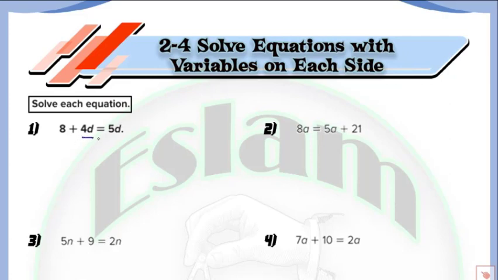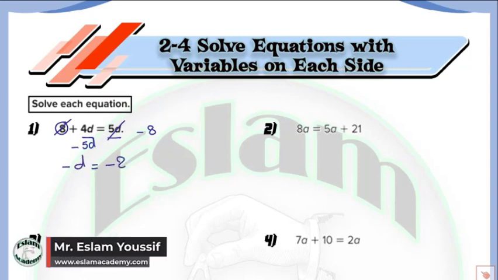Number one, underline the variable. Then circle the number. Just write all of the underlined variables at the left and the numbers at the right. So we have 5d at the right, just subtract 5d and write it at the left. And we have 8 at the right, so just subtract 8 and write it at the left. 4d minus 5d equals negative d. Once we have negative and negative, cancel them out, so the remainder now is d equals 8.